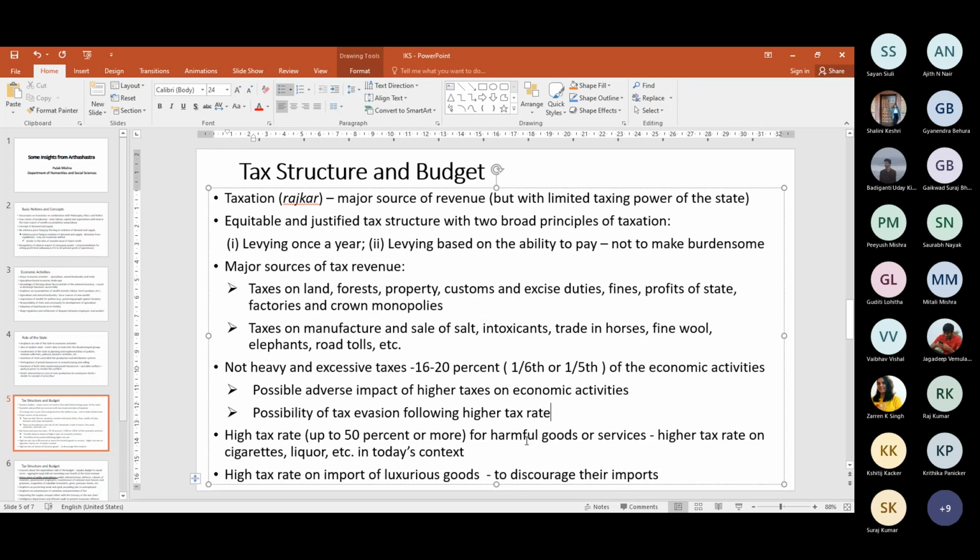In the macroeconomic context also, we see that if, for example, the income tax rate is increased, then there will be some adverse impact on growth. But at the same time, it was recommended that high tax rates should be imposed on harmful goods or services, as we see in today's context, higher tax rates being imposed on cigarettes, liquor, etc.